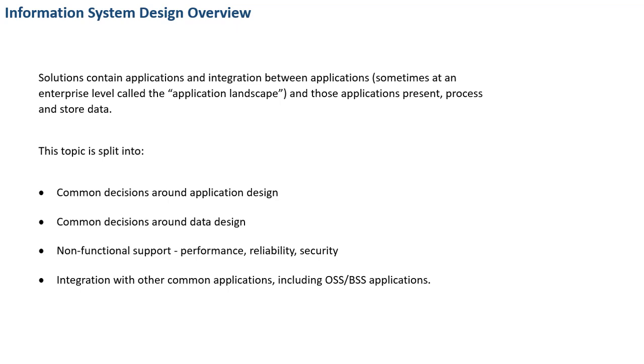So a bit about information system design. This is really all about the applications and the data that the applications process. So any information system solution is going to have applications and it's going to have data. You're not going to have a useful solution without data. So what I cover in this topic is some of the key decisions you have to contend with when designing your applications and designing the data that the applications will process.